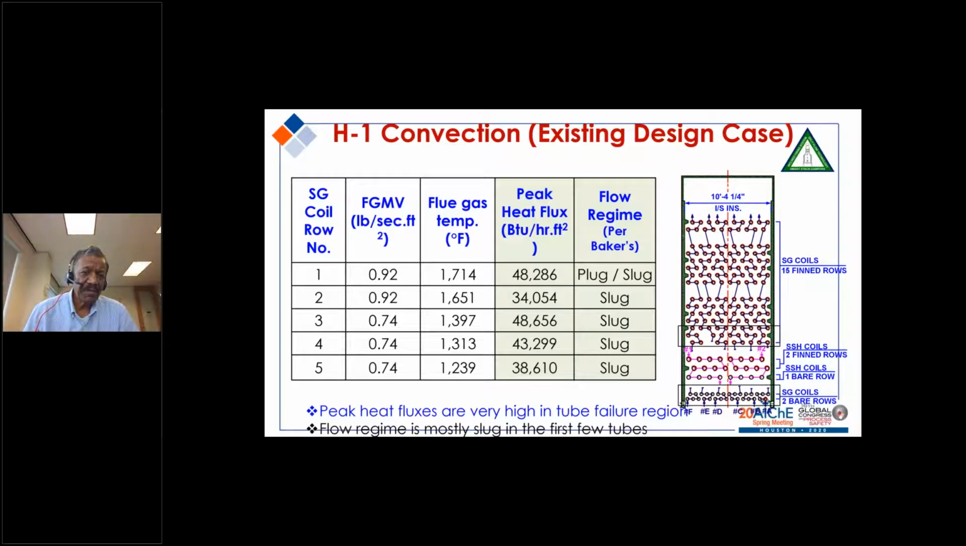If you are familiar with slug flow, it is unstable flow. It is basically slugs of liquid, then slugs of gas, and that is how this flow is defined. A lot of times slug flow causes vibrations in the coils also. That is basically how the flow regime was analyzed, and that's where we thought the problem was.